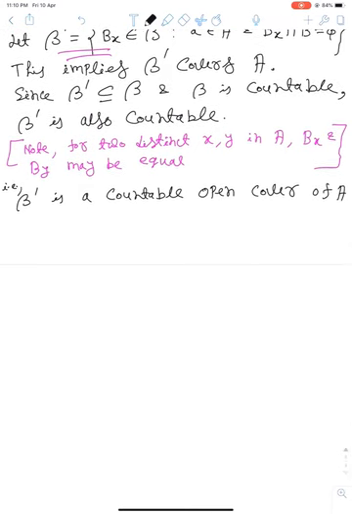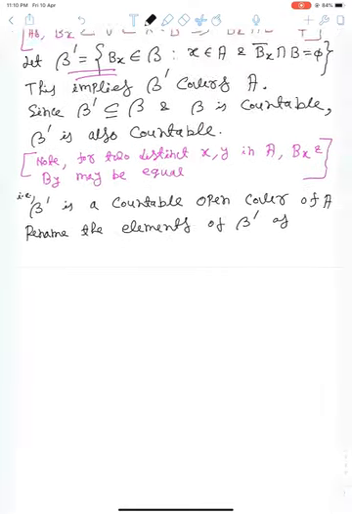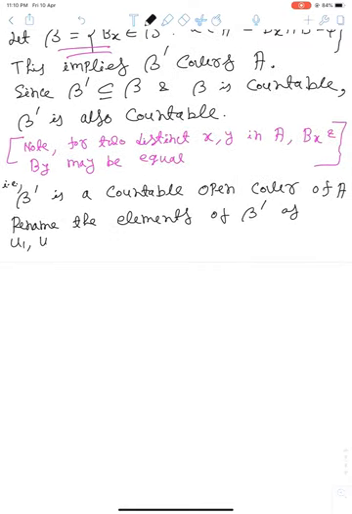Right? Now since beta dash is countable, we can think of the elements of beta dash as enumerated, right? That means we can rename the elements of beta dash as u1, u2, in this way. That is, beta dash equals u1, u2, and so on.